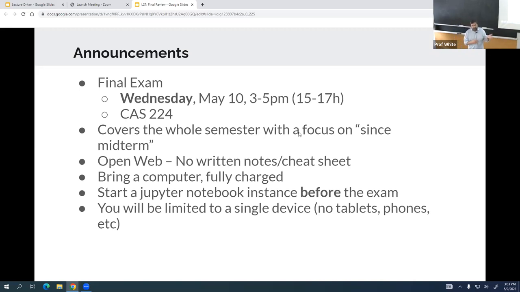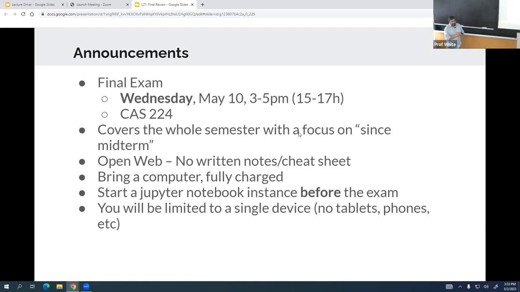I actually have had a student in this class in the past who did all of their work on a tablet. That's totally fine. It's just you're limited to a single device. If you really want to do the entire thing on your phone, feel free. Okay, you can only use one device, whatever device that is. And just make sure it has a good battery.